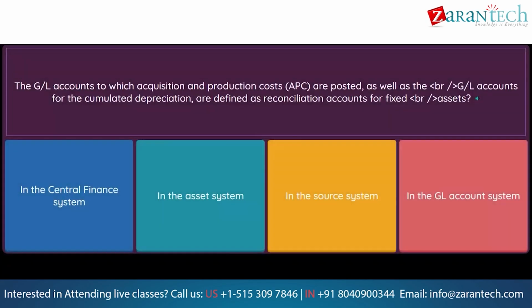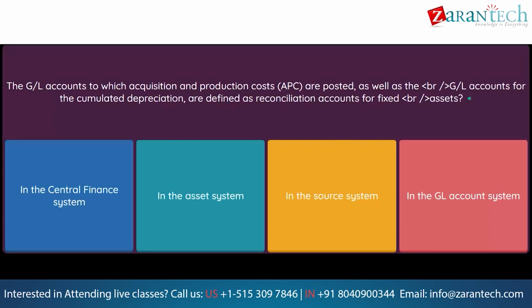Question: the G/L accounts to which acquisition and production costs, APC, are posted, as well as the G/L accounts for the cumulated depreciation, are defined as reconciliation accounts for fixed assets? Option 1 in the central finance system. Option 2 in the asset system. Option 3 in the source system. Option 4 in the GL account system.